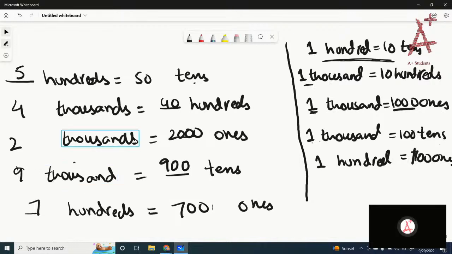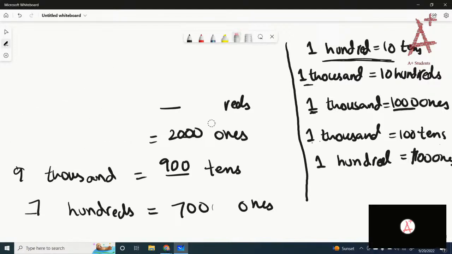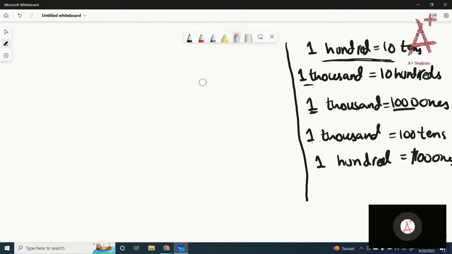Okay, the next one is... you can note down the basic things or you can take a screenshot. You have to memorize these basic things to do these questions.